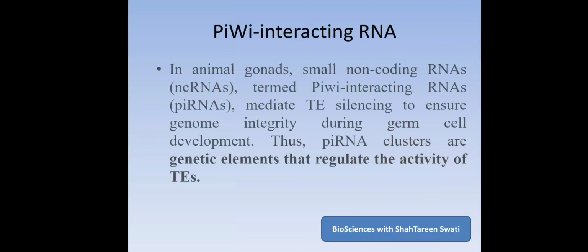And how do they work? They silence the TE. TE means transposable elements or transposons. They do all this through the silencing of the transposons. So piRNA clusters are genetic elements that regulate the activity of the TE.